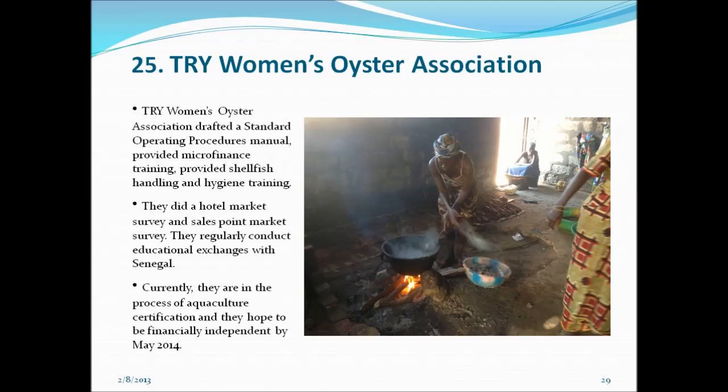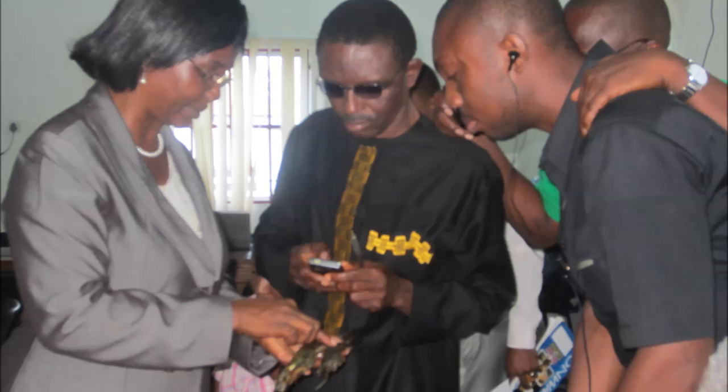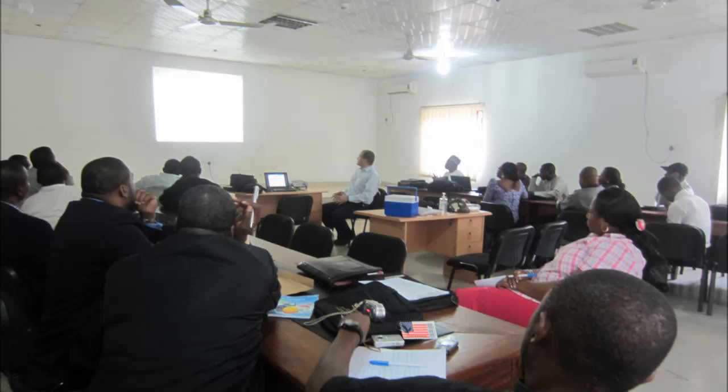Another activity that took place, they did a hotel market survey, and they conducted educational exchanges with Senegal. The purpose of the survey was just to expand into the private sector. And as for the educational exchange with Senegal, they were able to do technology transfer and learn from concepts that they were implementing across the border. And currently they're in the process of aquaculture certification. Like I said, aquaculture certification is such a long process that you can't immediately get it, but they are working toward it.